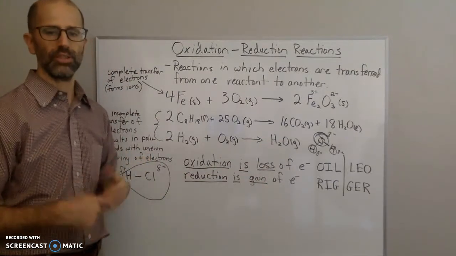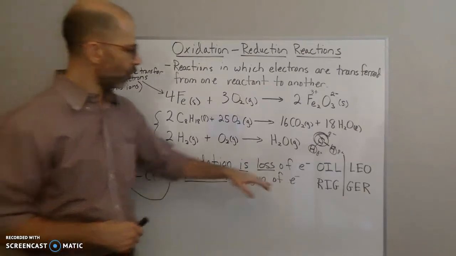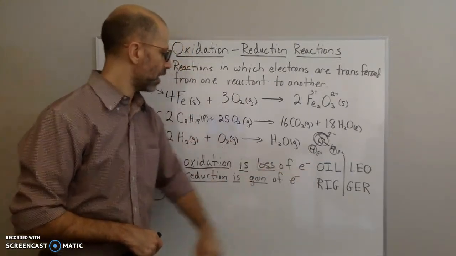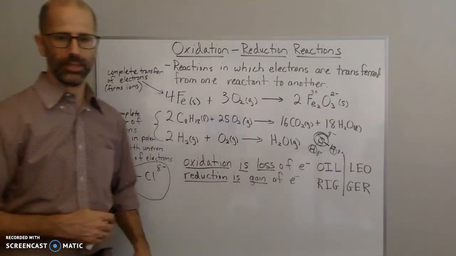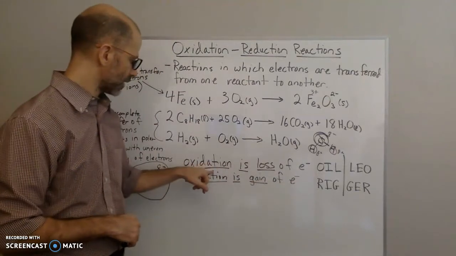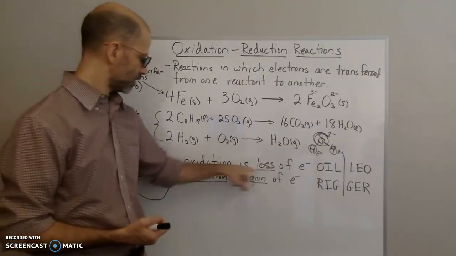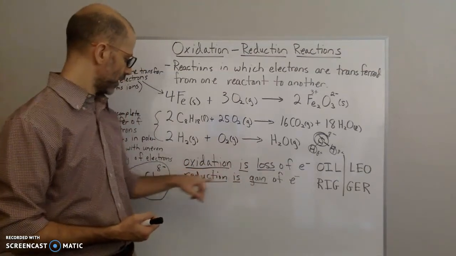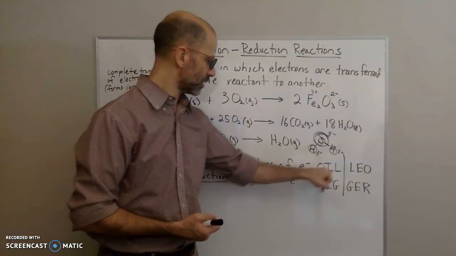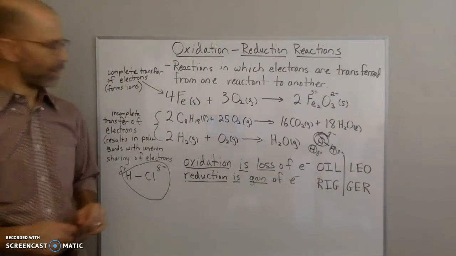Now, how can you remember this? There's a couple of mnemonic devices that I often use. I learned this back in high school many years ago, and it still works today. If you remember OIL RIG: OIL stands for oxidation is loss of electrons, O-I-L, oil. And RIG, R-I-G, reduction is gain. So oxidation is loss, reduction is gain of electrons. You can remember it that way.